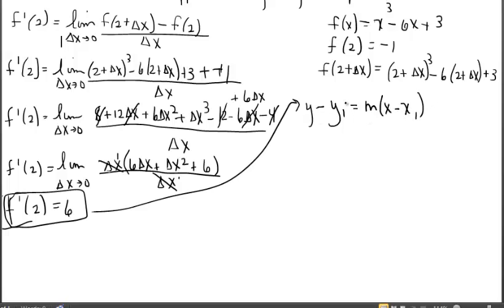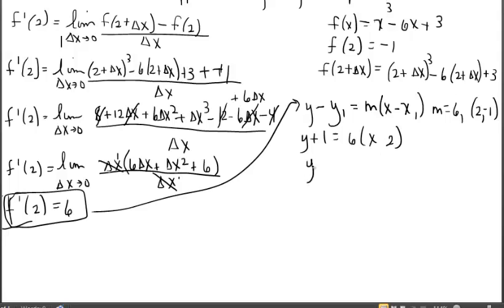And to use the point slope form of the equation of a line, we need the slope, which we found. This is also slope m. We're going to say that's 6. And I'm going to use the point 2, negative 1. Okay, so y plus 1 equals 6 times quantity x minus 2.